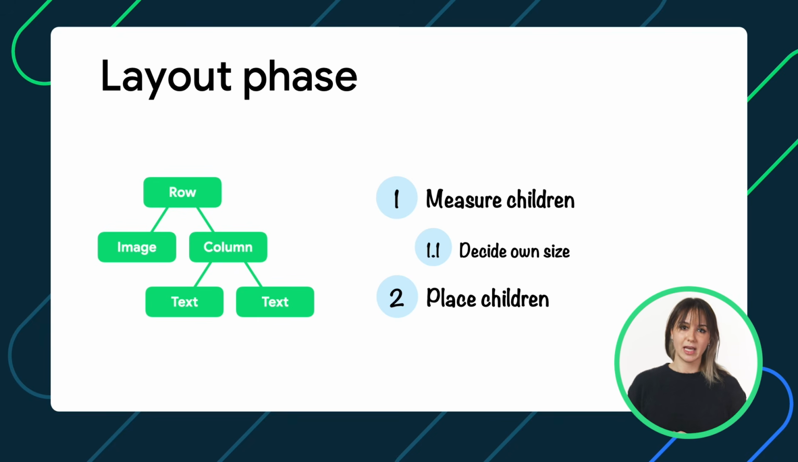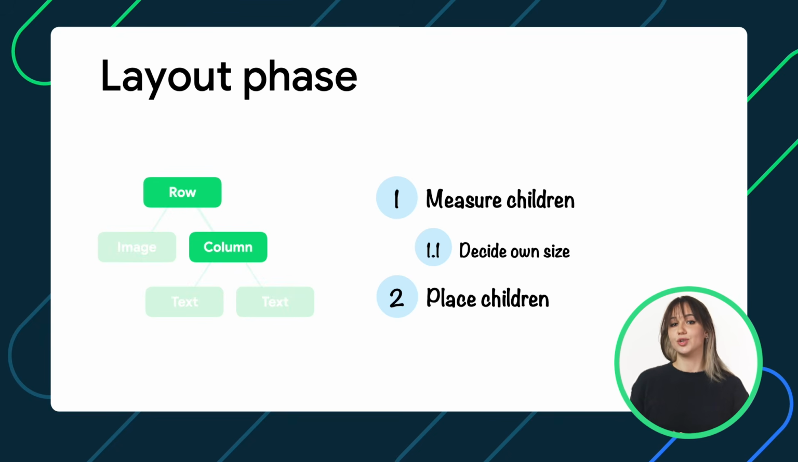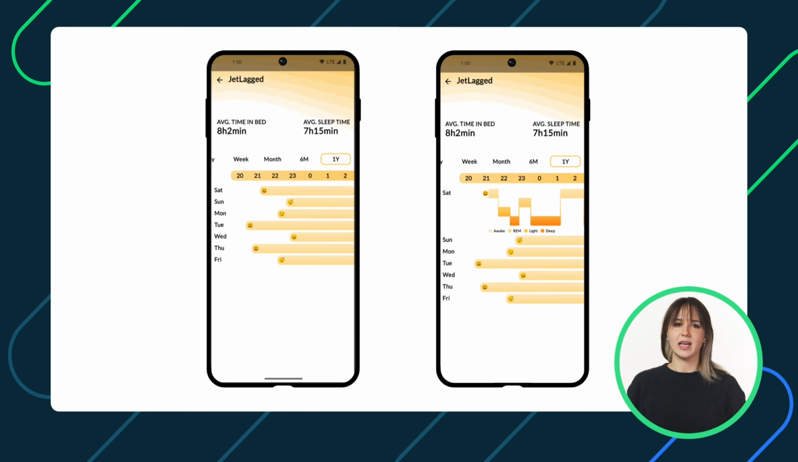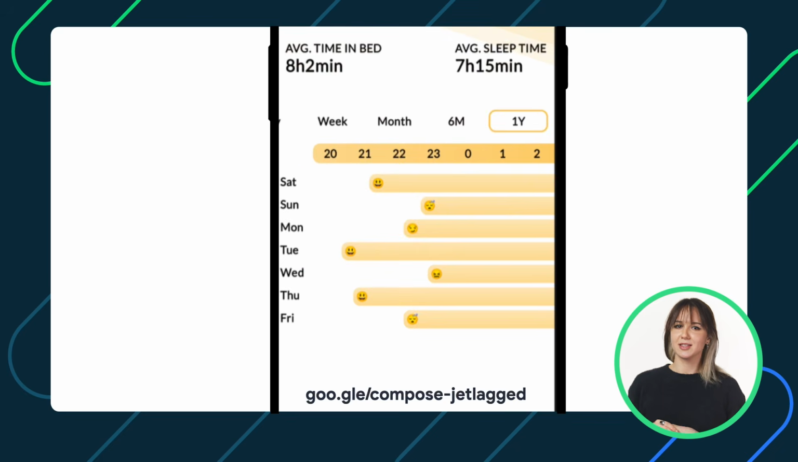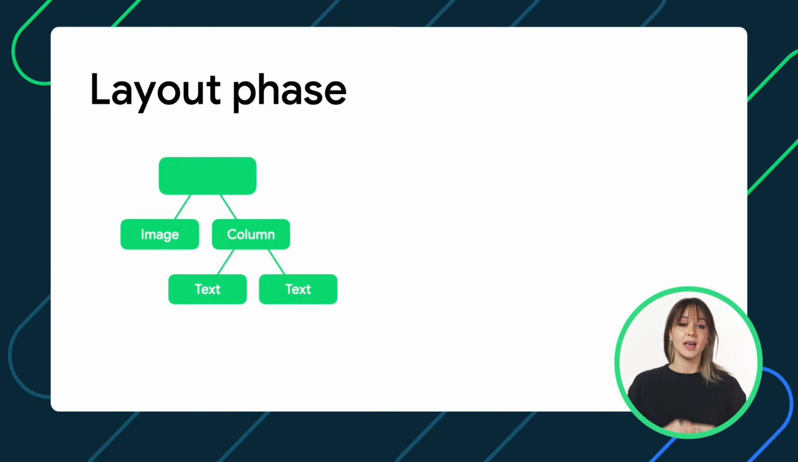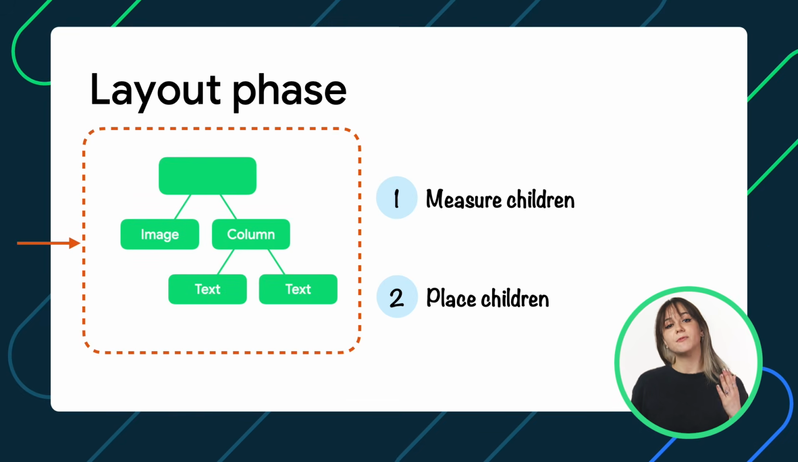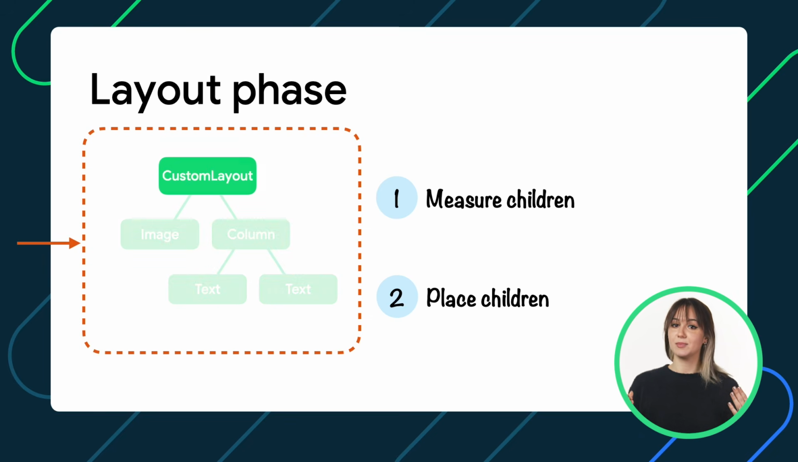Every out-of-the-box layout in Compose, such as row and column and many more, handle all of this for you automatically. But what if your designs require non-standard layout, for which you need to go custom and build your own layout, like this complex-looking time graph from our jet lag sample? That's precisely when you need to know more about the layout phase, how to enter it, and how to use its subphases of child measurement and placement to your advantage. So let's take a look at how we can build a custom layout in Compose from a given design.